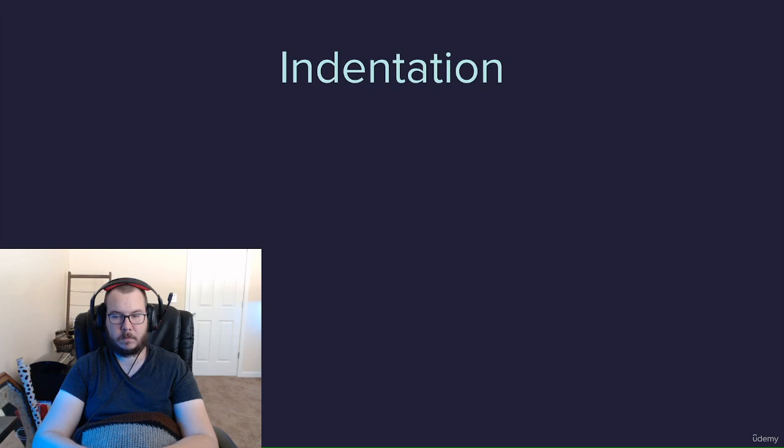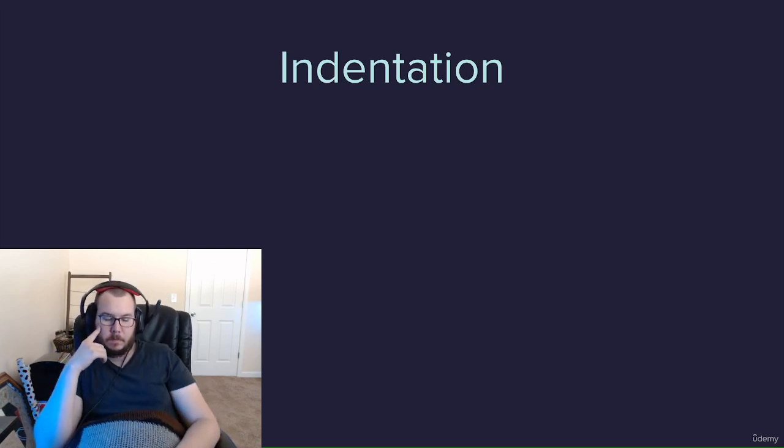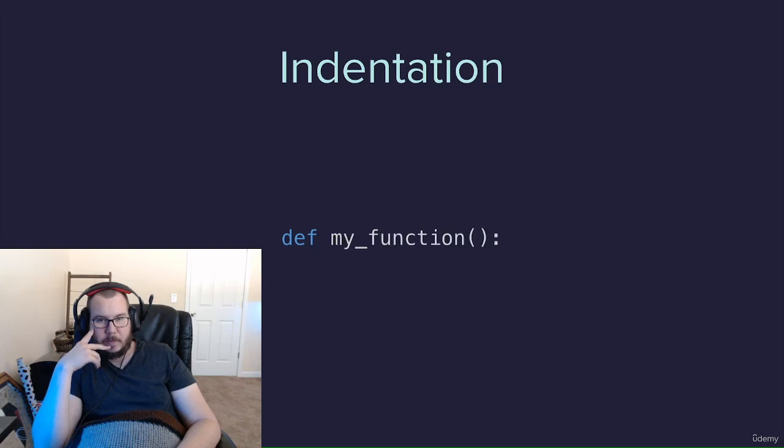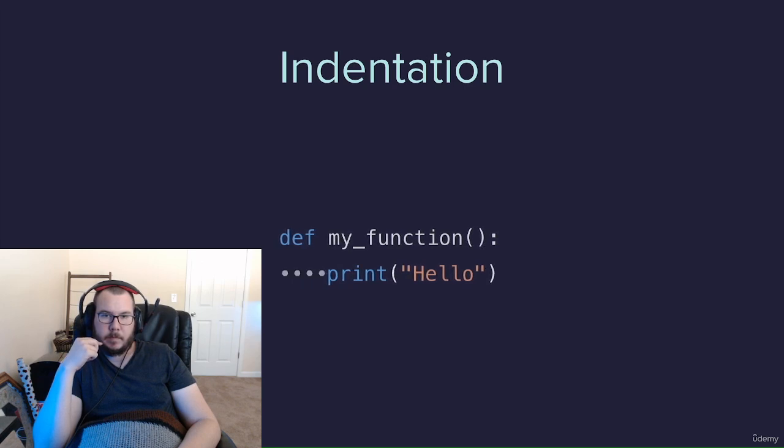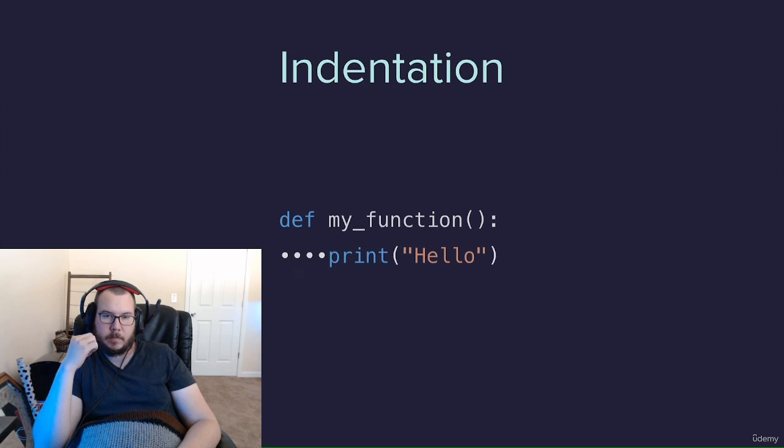In previous lessons, I've already mentioned how important it is in Python to be aware of your indentation. So we know that when we create a function like this, every line that comes after this definition that is indented is going to be inside this function. By indented, I mean it's shifted to the right by 4 spaces, like this.